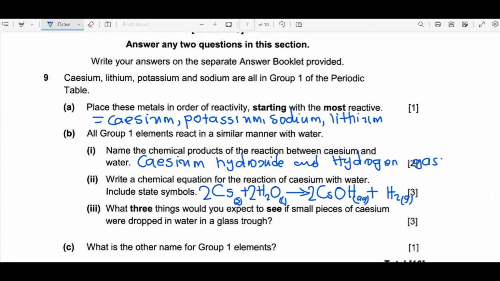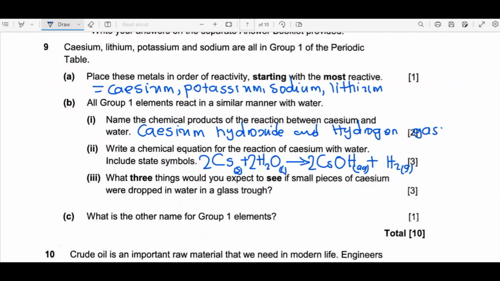Then for Roman number 3, write what 3 things you would expect to see if a small piece of cesium were dropped in water in a glass trough. So the first one, we can expect to see bubbles. So bubbles are just the indication of the hydrogen gas, since we said we are going to have a gas here. Then apart from bubbles, we can have a colorless solution.